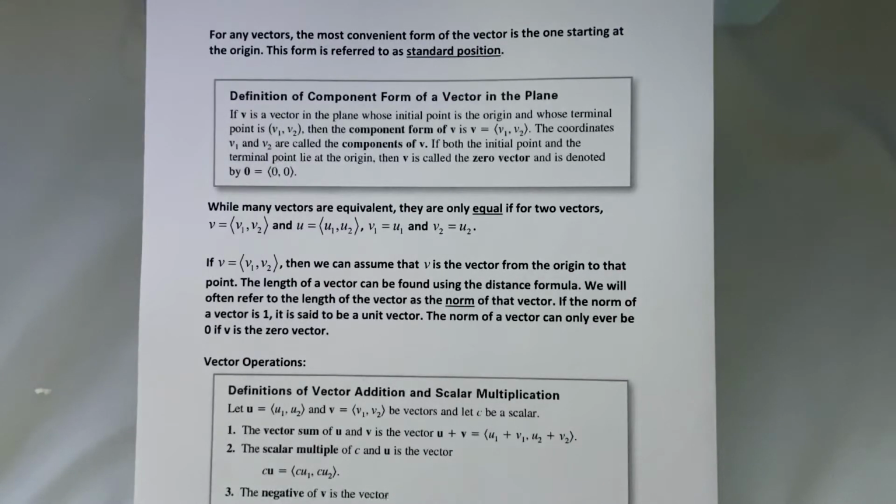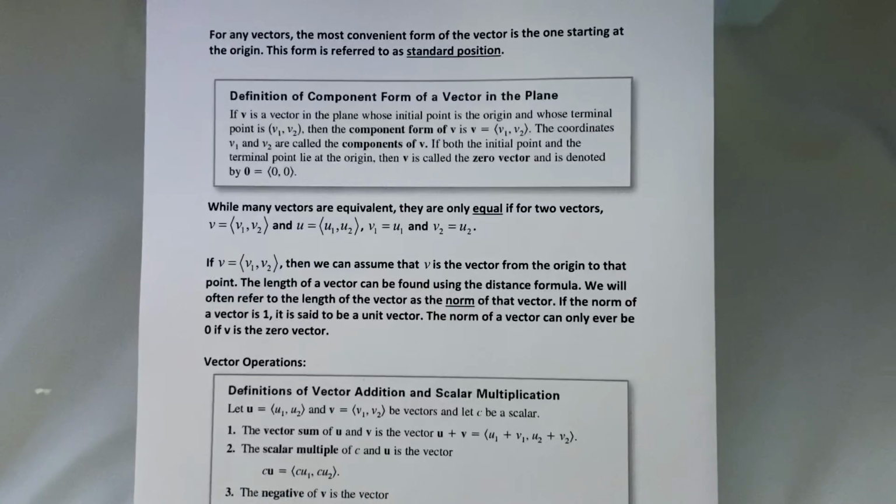Now, while many vectors are equivalent, they're only equal if, for two vectors (v1, v2) and (u1, u2), v1 equals u1 and v2 equals u2. If v is (v1, v2), we can assume that v is the vector from the origin to that point. So when you see a vector in this form, you assume it's from the origin. We will often refer to the length of the vector as the norm. So the magnitude, the length, the norm, all the same thing.